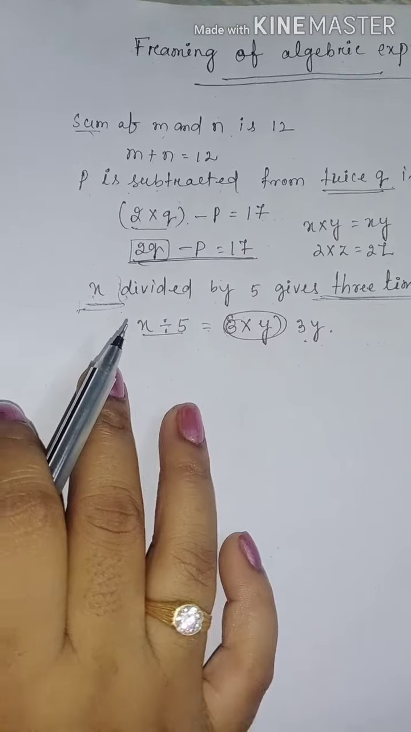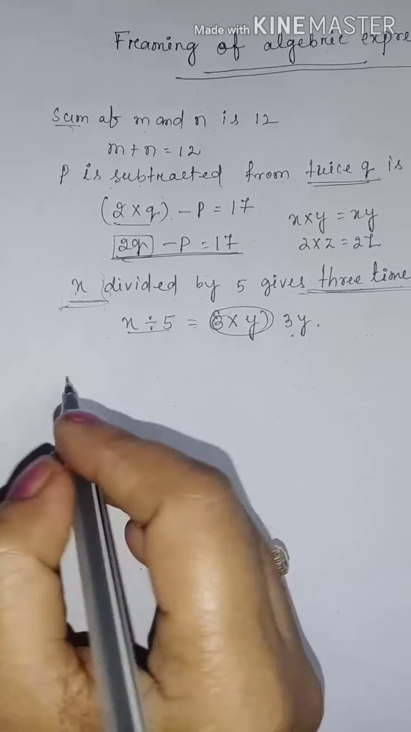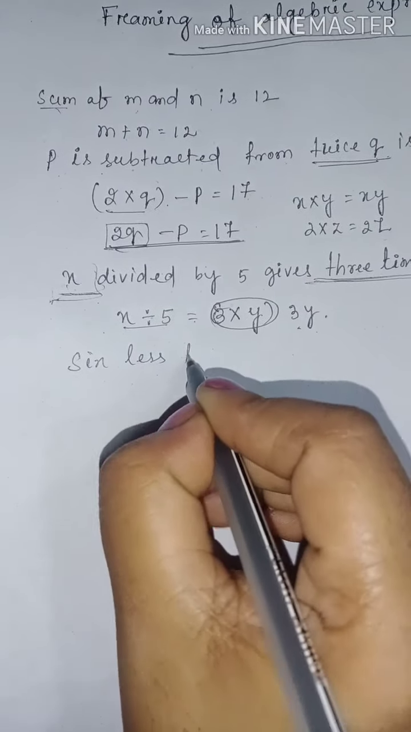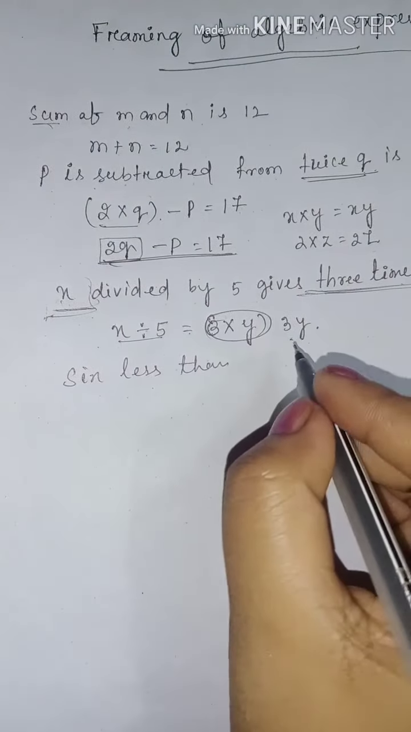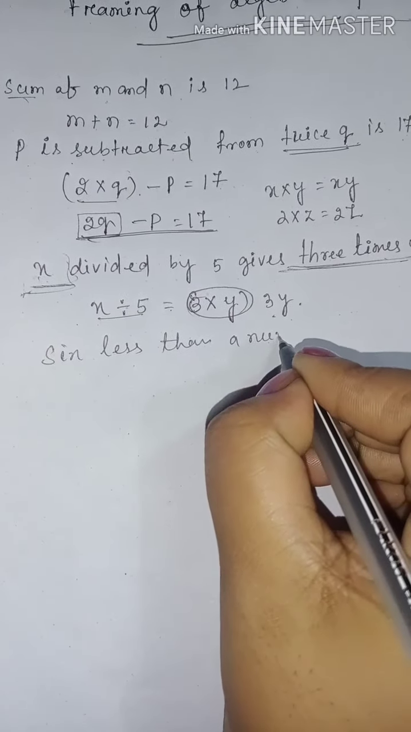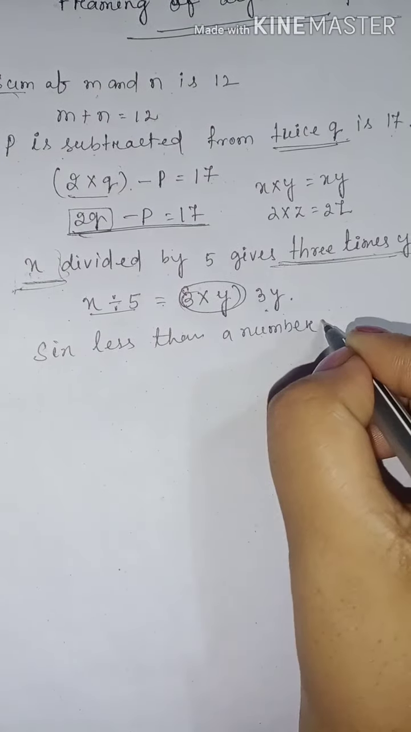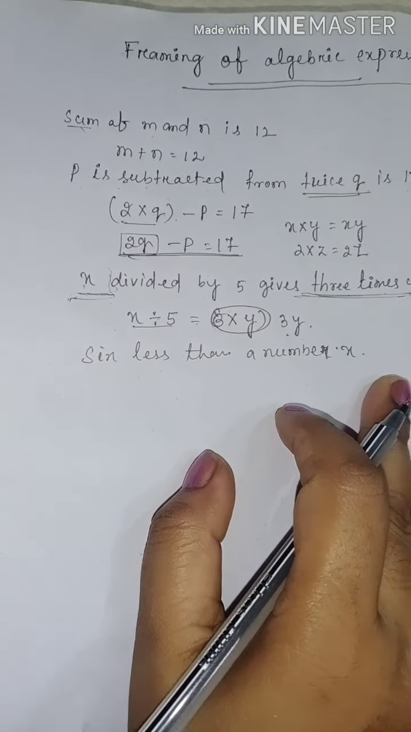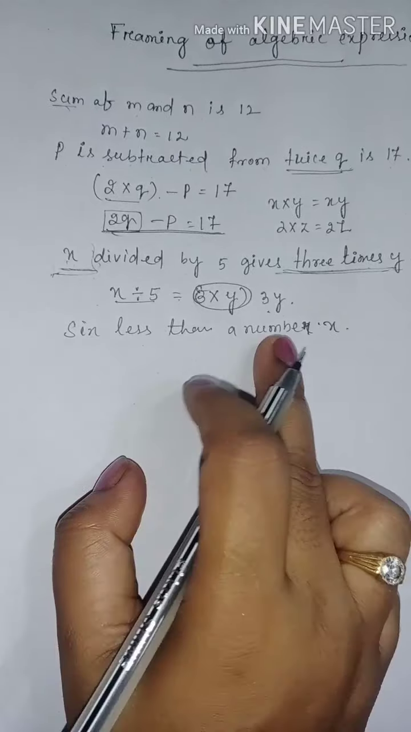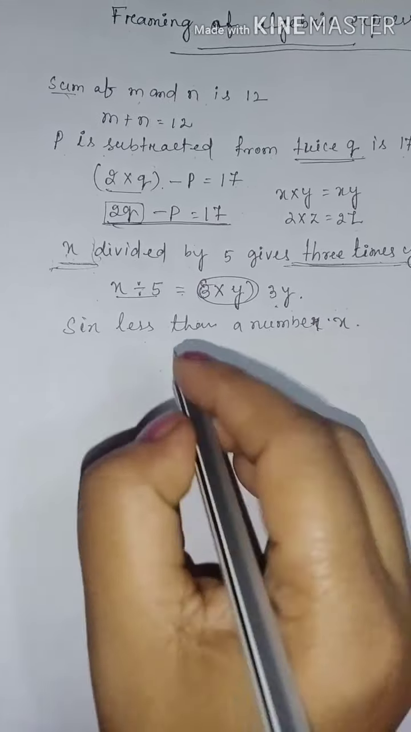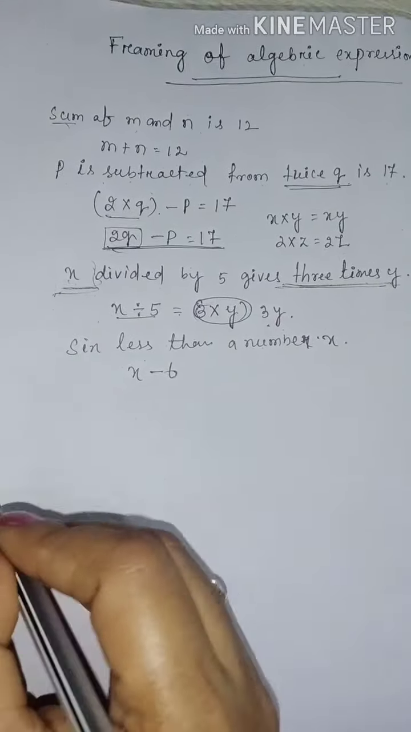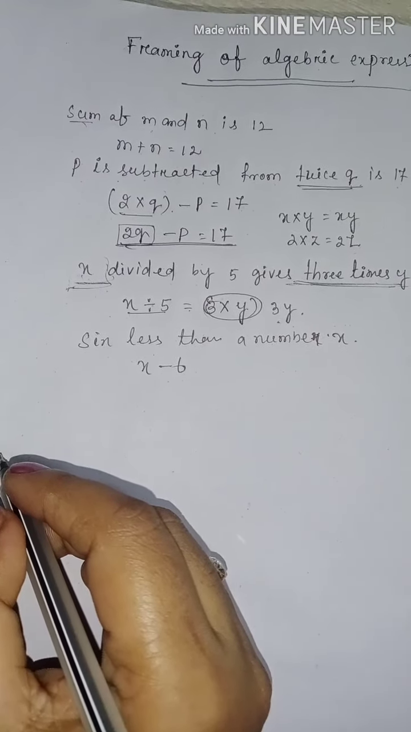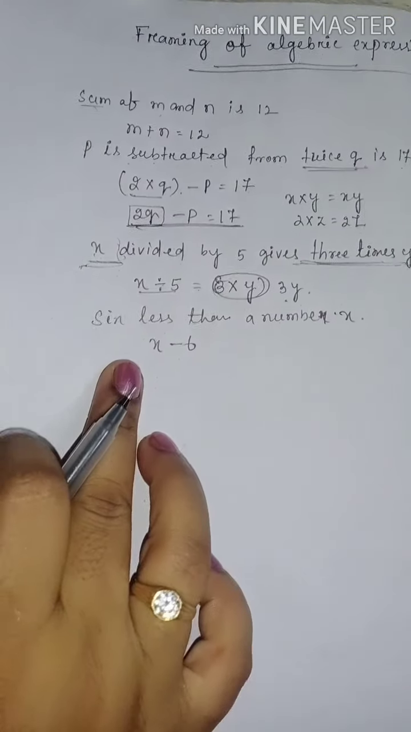Okay, so see some other examples I want to give. 6 less than a number x. What does 6 less than a number x mean? The number is x from which 6 is taken away. Means the expression is x minus 6. Okay, can you understand? Like this.